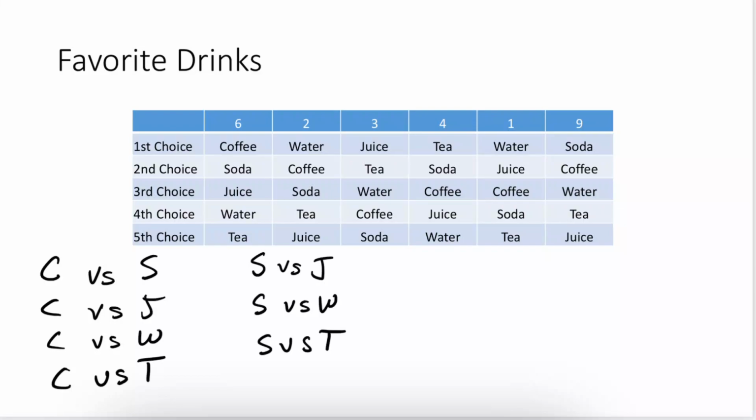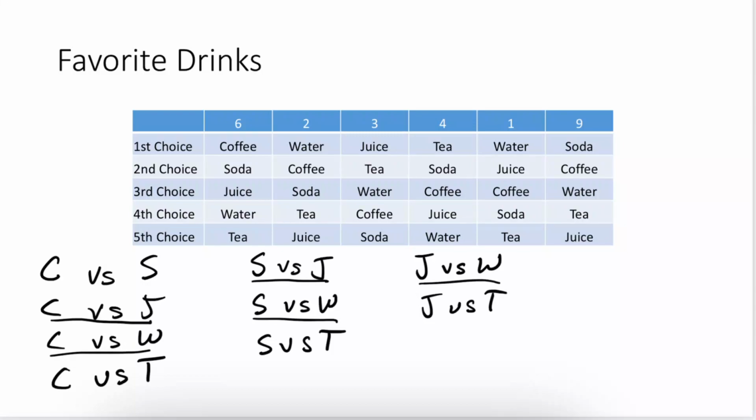Then I could move on to juice, and I could say, well, I already have coffee versus juice, as well as soda versus juice, but I could still list juice versus water and juice versus tea. And so that would be all of the pairs that involve juice. Then I could move on to water, and I could say, well, I already have coffee versus water and soda versus water and juice versus water, but I don't have water versus tea yet. And so I would list that. And then once I get to tea, it looks like I've already listed everything because I have coffee versus tea and soda versus tea and juice versus tea and water versus tea. And so these 10 pairs would list all of the possible pairs of these 5 options.